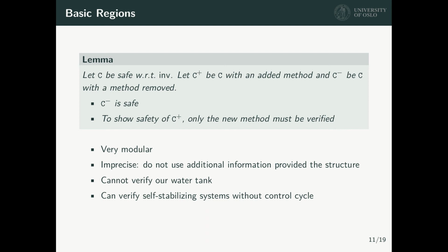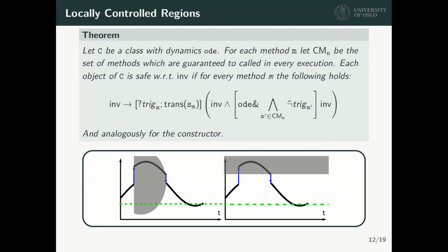So now let's say I want to check how long I have to make sure that the dynamics are true. So I have to make sure that at some point some other method takes over before it becomes unsafe. Well, what can I do? What I can do is, and this is called locally controlled regions, look at the set of methods which are guaranteed to be called in every execution of a method. So we denote the set CM, and then my proof obligation looks as follows.